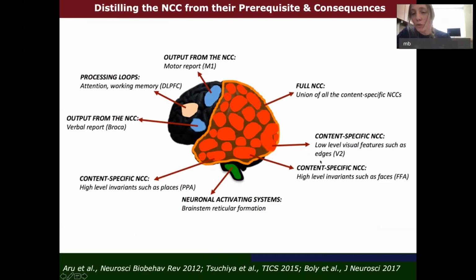You can have low level content like V1, and then high level content like places or faces, and if you lesion that part of the brain, you're also unconscious. So there seems to be an overlap between the full NCC and the content specific ones. So it doesn't seem that the whole cortex is as important everywhere, but it's really a specialization and integration at the same time. That said, with the NCC approach there's a lot of progress, especially dissociating consciousness from consequences, dissociating target detection from experience itself. But still a lot of work to be done.